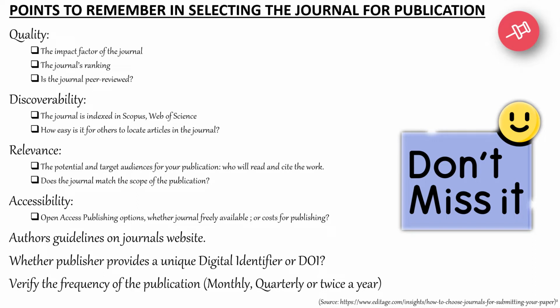Next is to verify the frequency of the publication. This is also an important aspect the authors must know. Whether the publication you are selecting for your articles is bi-monthly, quarterly, or twice a year. You should be aware of these points before you try to select any journal for publication.